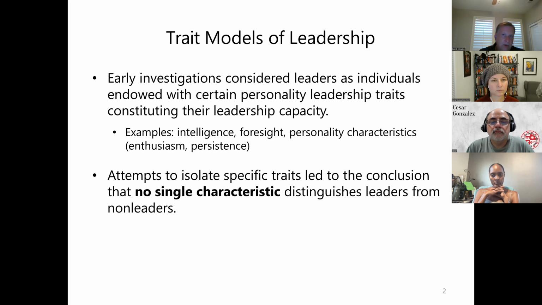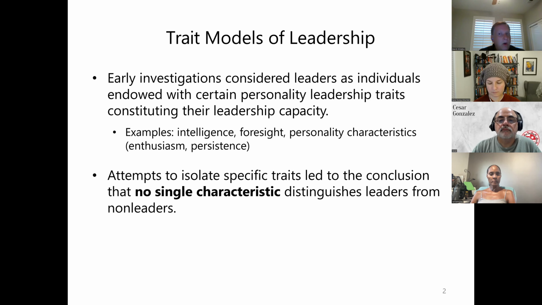Now, if we look back decades in the leadership literature, one of the earliest approaches to leadership was the trait model of leadership. The trait model assumed that certain people were endowed with certain types of personality characteristics, and that really made them good leaders. Things such as their intelligence, their foresight, and personality characteristics such as enthusiasm, persistence, and dedication. These were traits that we saw in most quote unquote good leaders, and some people were better endowed with those traits than other individuals.